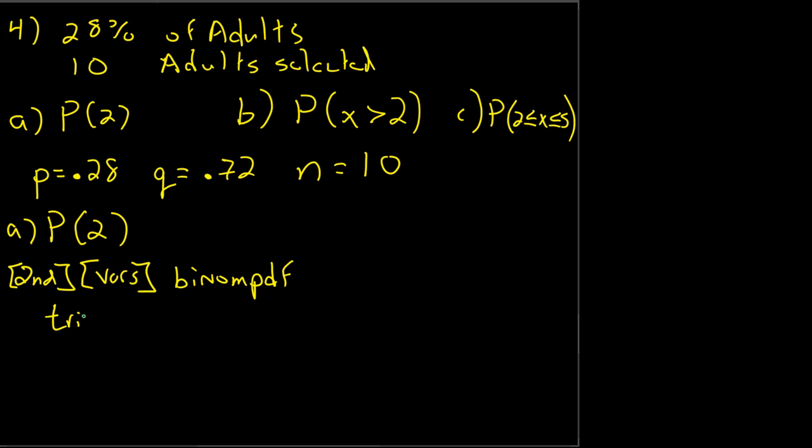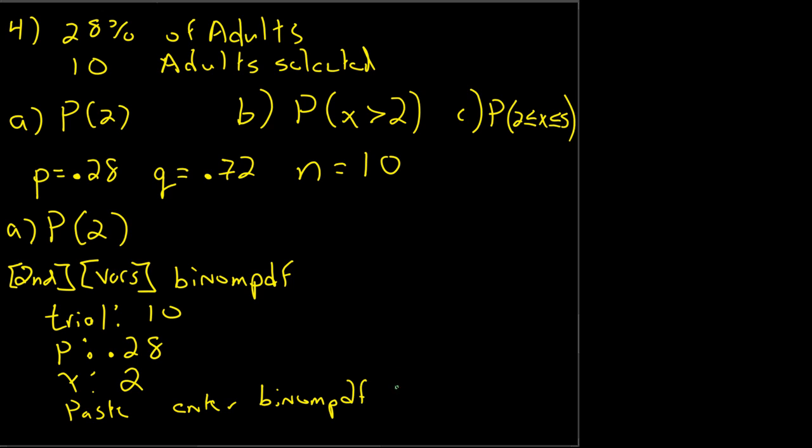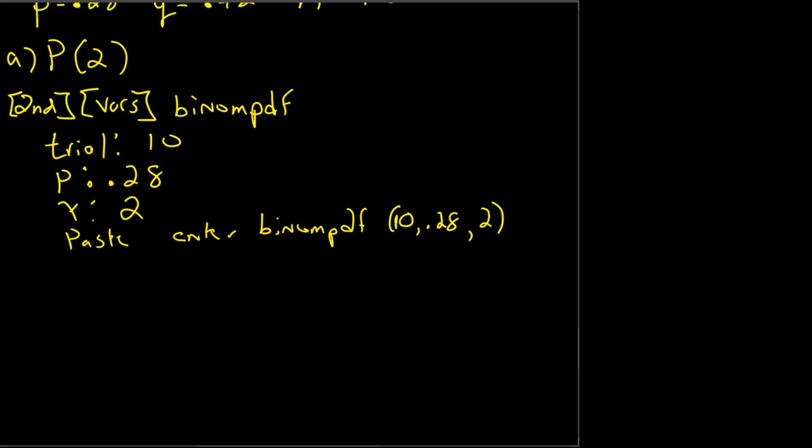That pulls up a screen where it's going to ask for the number of trials. So in this case, our number of trials is 10, so we'll enter 10, and it'll take you down to the p-value. So you'll put in 0.28, and then in the x value, which in our case is 2. And then you'll have the option to paste, so you'll hit enter. Paste. And after all of these lines, if you hit enter, it'll scroll you down to the next one. And so you hit enter, and you'll get a screen that shows binomPDF(10, 0.28, 2). And that's what your textbook shows you for this. When you hit enter to that, it'll show you that you get the answer.